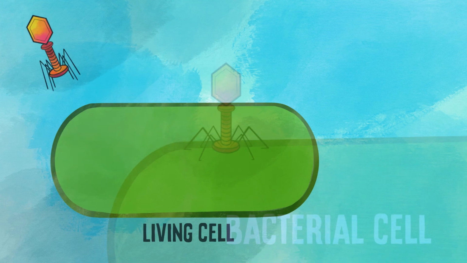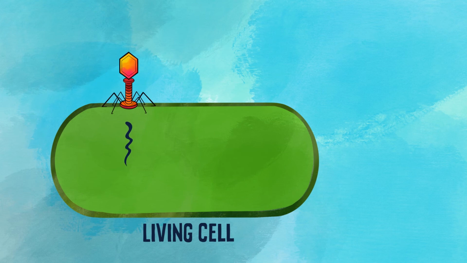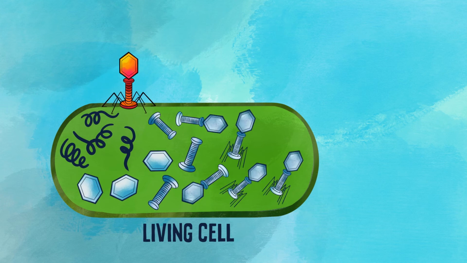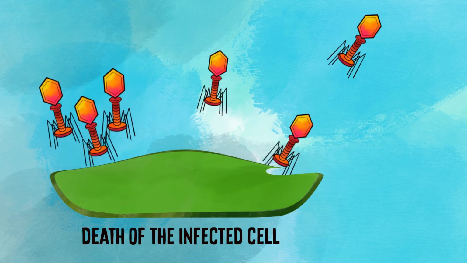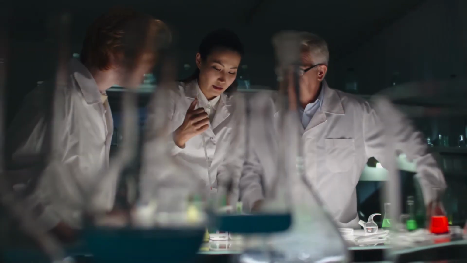When they invade living bacterial, plant, or human cells, viruses take over their cellular machinery to make copies and copies of themselves. Most of the time, this causes the death of the infected cells. This is where viruses are special.